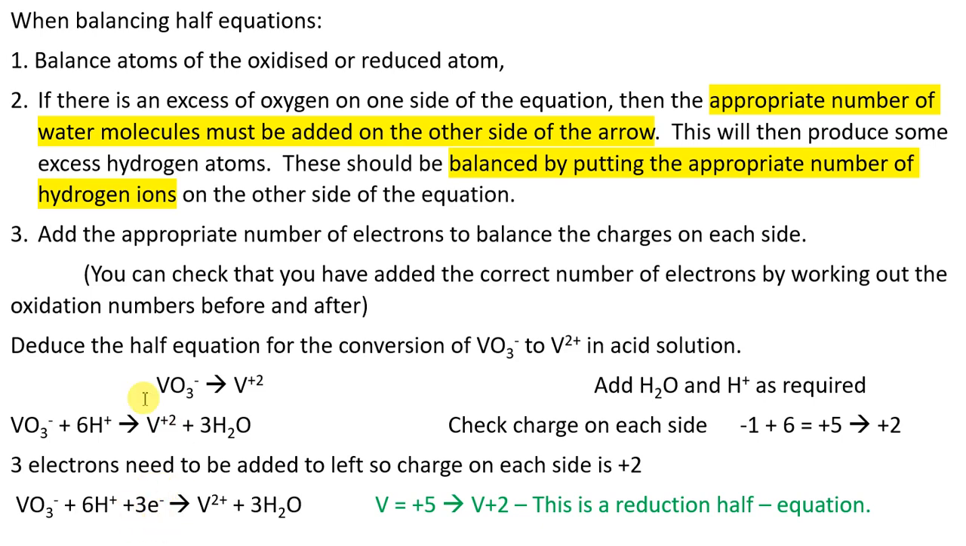Done. Now, in parenthesis above number 3, I'm saying you can check that you added the correct number of electrons by working out the oxidation numbers before and after. Well, in VO3-, V starts off as plus 5. In the products, it's V plus 2. That's clearly reduction. It's gone down by 3, and 3 electrons were added to the reactants. It works.